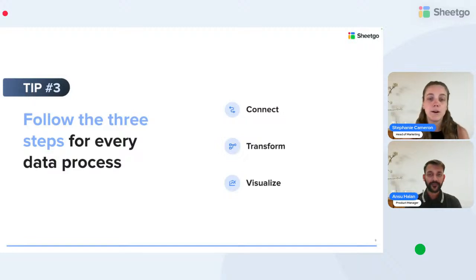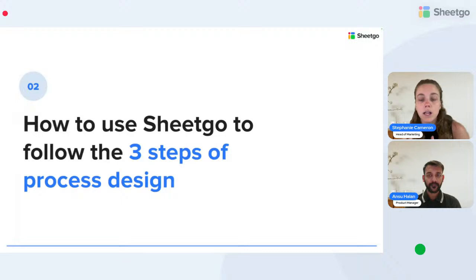So when we say connect, it's connect all of your data sources. When we say transform, it's get all of your data sources and all that connected data and transform it so that you can actually use that data and make decisions from it, right? And in order to make decisions, you need to visualize it. So are we going to see it in a document, in a dashboard, in an email? How are we going to visualize that data? And Sheetgo helps you to do all those 3 steps of every data process. And that's what we're going to be doing today.